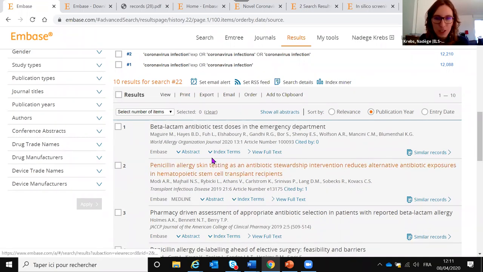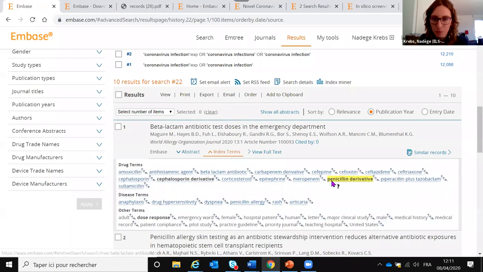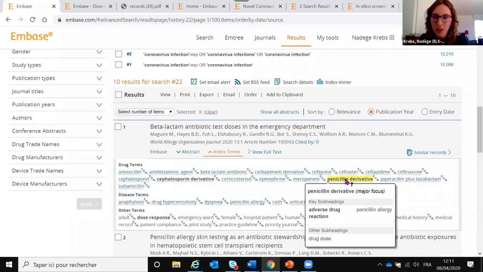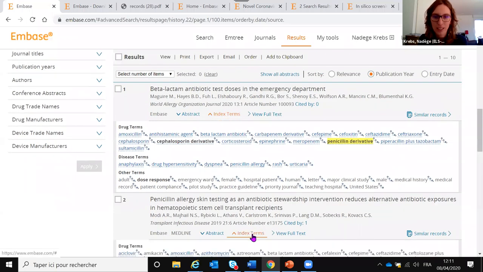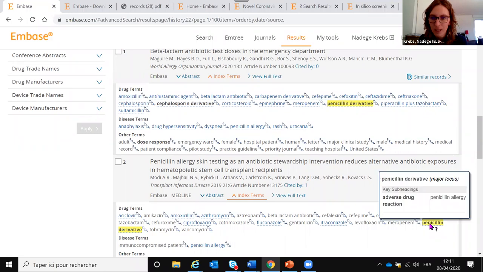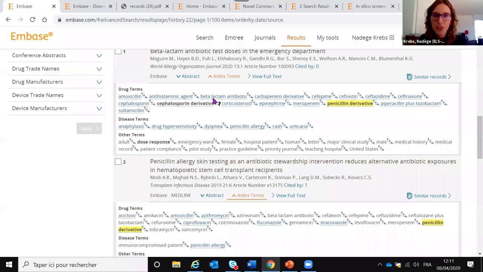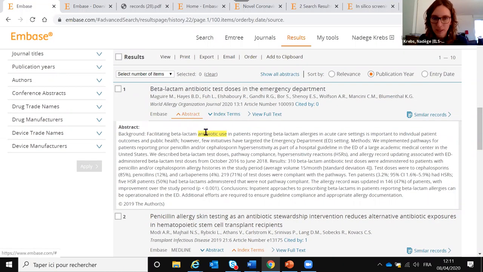Here we see in the index terms, penicillin derivative, and when I hover over it, it says adverse drug reactions, penicillin allergy. So this one talks about penicillin allergy. Here again, I hover over it. Yes, it was mentioned, penicillin allergy and so on. So here you have the abstract and the index terms that allow you to check if it's relevant or not.